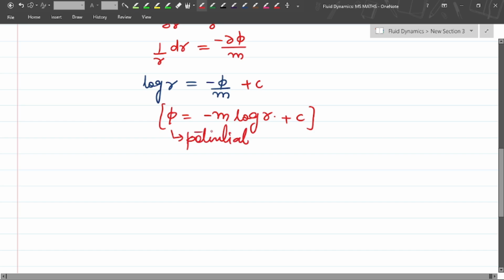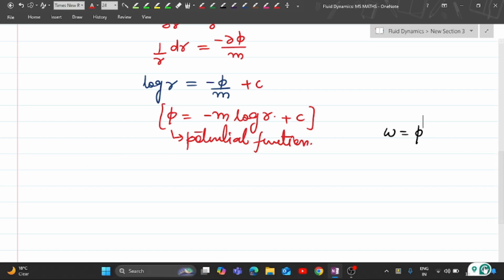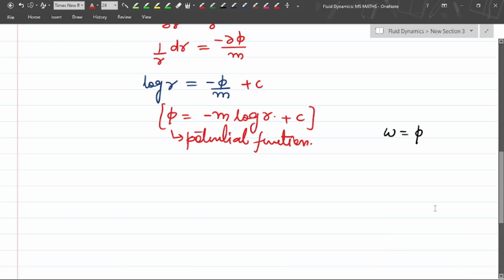So this is the φ function, and it is nothing but the potential function. So the potential function for this particular case is basically minus m, that is the strength of the source or sink. If the strength of the source is plus m, then the strength of the sink is obviously minus m, radially inward. Okay. Now let us assume that the complex potential function is w, or we can say omega, that is nothing but φ plus iψ. So let us take ψ equal to minus mθ.